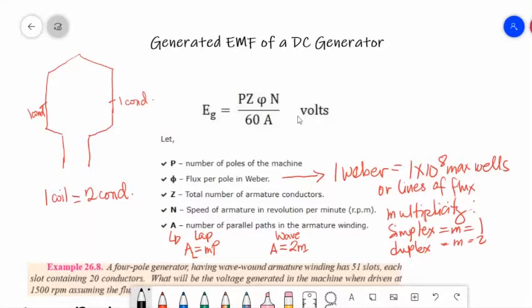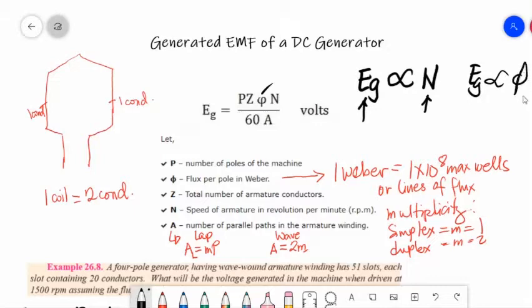From this equation, EG is equal to P Z flux N over 60A, we can see that EG is directly proportional to the speed. As the speed of the generator increases, its generated EMF also increases. The flux in the generator is also directly proportional to the generated voltage. As the flux increases, the generated voltage also increases.